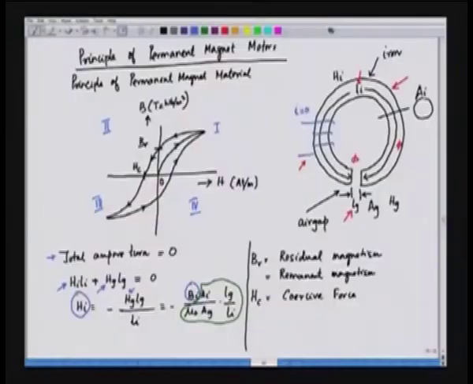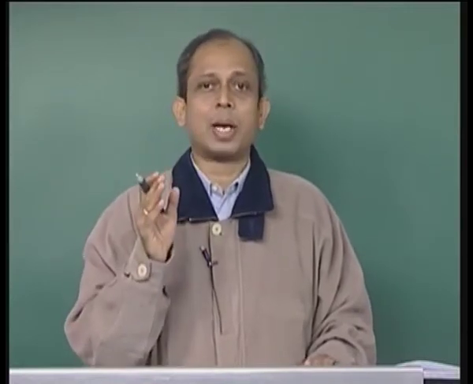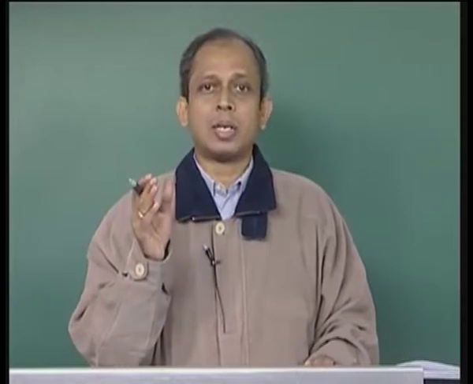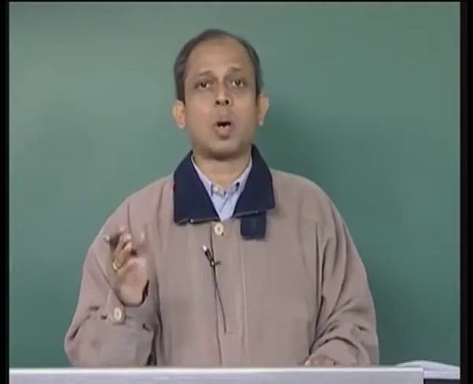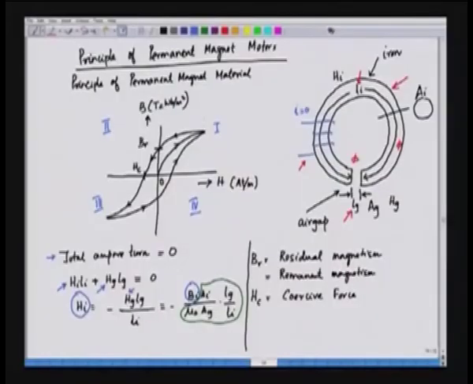Then in the third quadrant we see that B is negative, H is also negative, all right. And in the fourth quadrant we see that H is positive and B is negative. So, it means that when we cut an air gap in a permanent magnet, the operating point can occur in the second quadrant or in the fourth quadrant. Now, we see that the graph is symmetrical. If you see, this BH curve is exactly symmetrical.